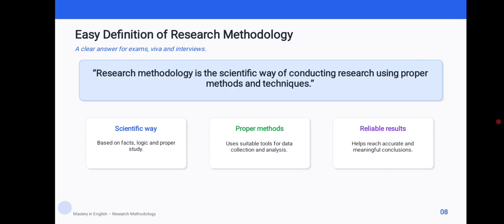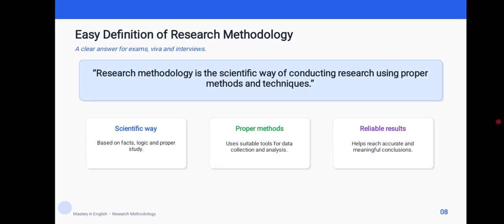So students, this definition is very useful for exams, viva or interview. Research methodology is the scientific way of conducting research using proper method and technique. So now let us understand this in very easy way. So first term that we used in this definition is scientific way. Scientific way means research is based on facts, logic and proper study.